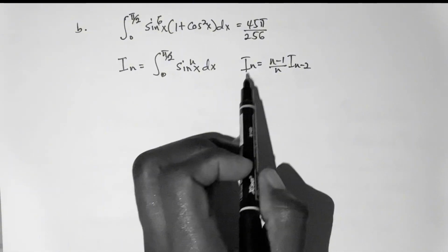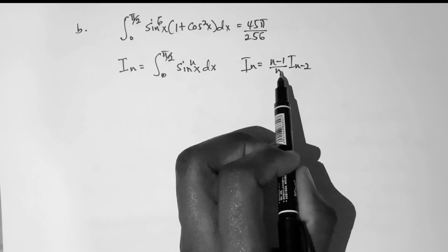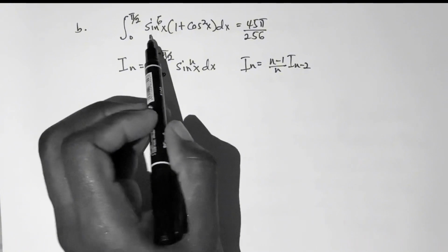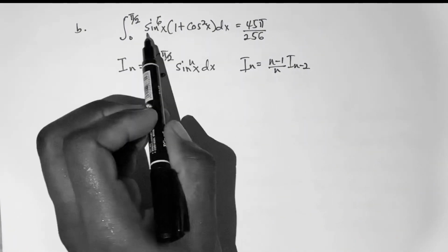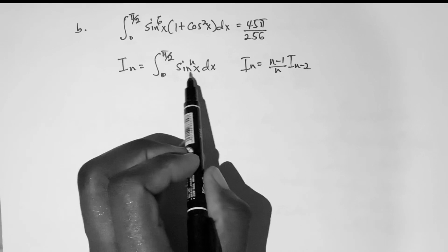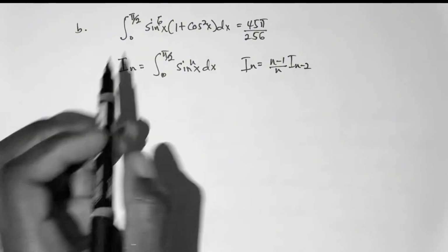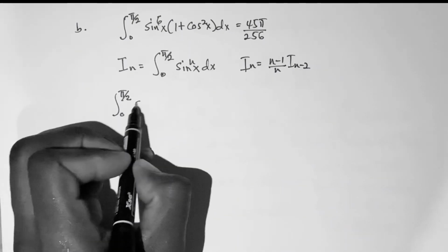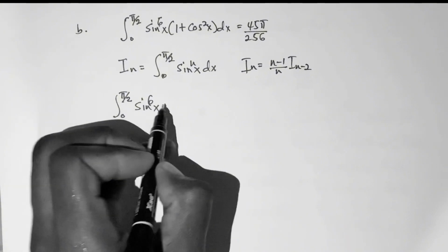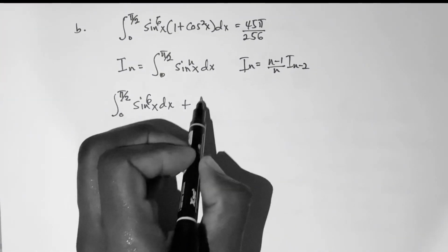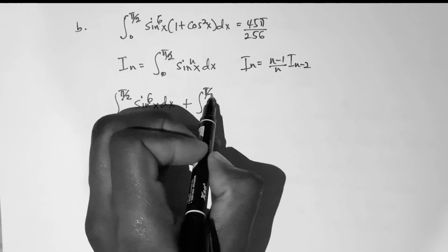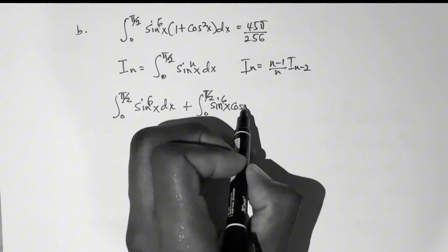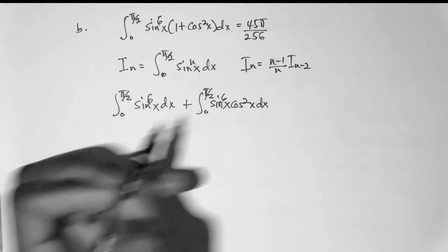And by our reduction formula, we already obtained that I_n is equal to (n - 1)/n times I_(n-2). So what we need to do is to express this integral in this form, that is sin^n x. So let's break this integral into 2. So the integral becomes the integral from 0 to pi/2 of sin^6 x dx, plus the integral from 0 to pi/2 of sin^6 x cos^2 x dx.